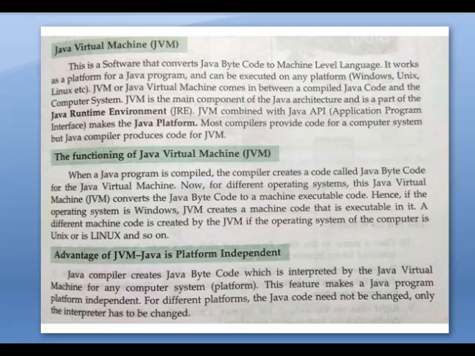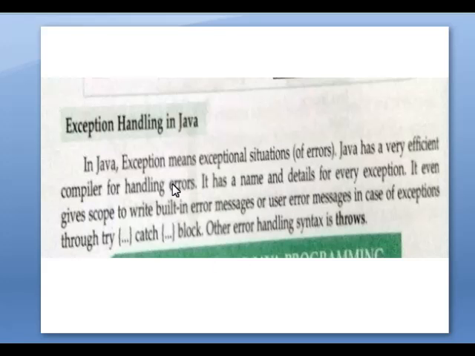Now we are going to see what is exception handling in Java. Exception handling means removing errors in the programming. Exception means errors. In Java, exception means exceptional situations, that is, errors. Java is a very efficient compiler for handling errors. So Java has a compiler to handle the errors that occur.